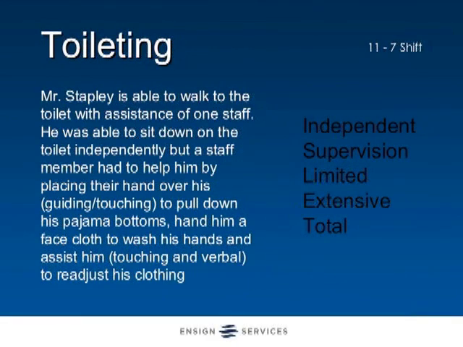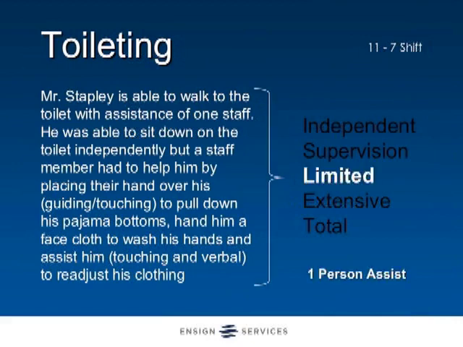Very good. Toileting. Mr. Stapley is able to walk to the toilet with assistance of one staff. He was able to sit down on the toilet independently, but a staff member had to help him by placing their hand over his, to pull down his pajama bottoms, hand him a face cloth, to wash his hands and assist him, touching and verbal, to readjust his clothing. A lot going on. What is it? Limited, with one person assist. Very good. Now let's do the last one.